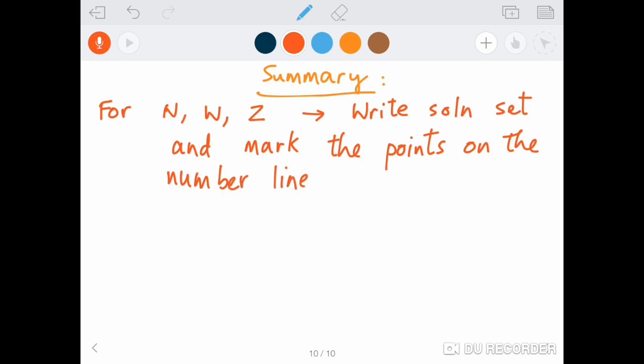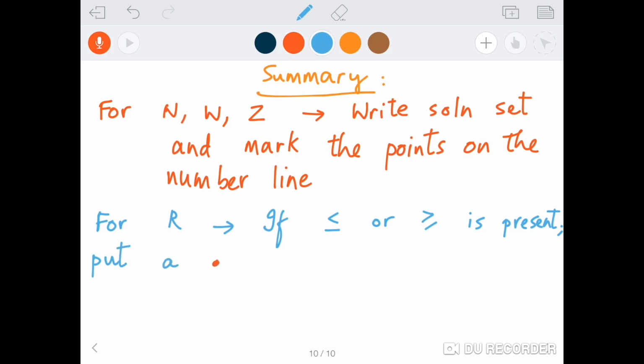Alright, the only difference is how you represent numbers that are real numbers. So for real numbers, what we're going to do is first check if there is an equal to involved in the inequality sign or not. So if it is less than or equal to or greater than or equal to, then it is presented with a full circle like that. So I've just put a full circle. If it is just less than or greater than, then we're not going to put a full circle, we're just going to put a normal circle. So else we will put a normal circle which is represented like this on the number line.